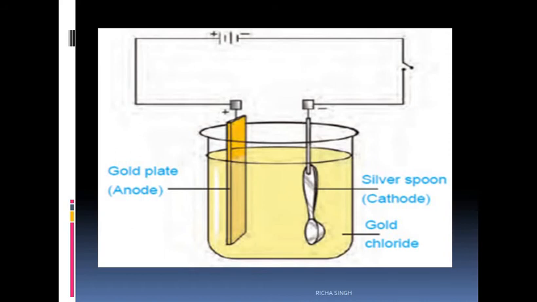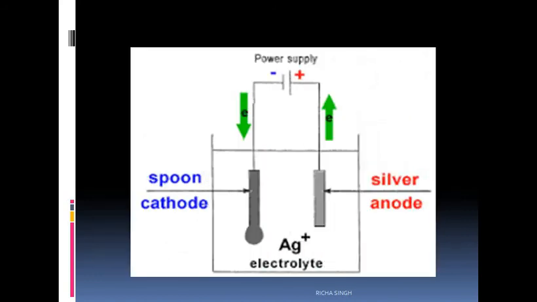This is another slide. Here it is showing a silver spoon, and if I want to coat it with gold, then gold is taken as the anode and silver is taken as the cathode, and we need an electrolyte of gold only. Gold chloride has been taken. Similarly, one more example: if I have to coat the spoon with silver, then a silver electrolyte will be taken. Silver will be taken as the anode, and the spoon or the material that has to be coated will be taken as the cathode.